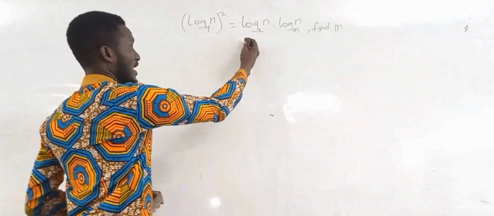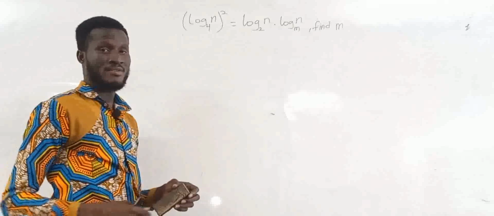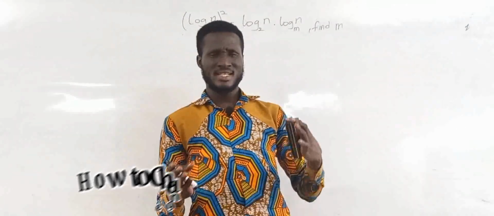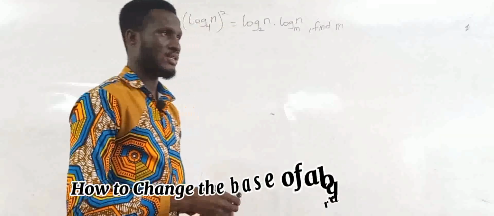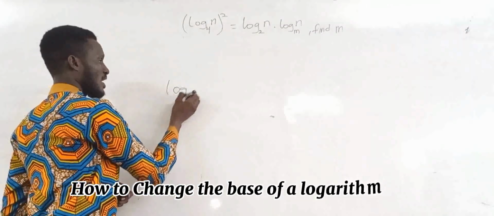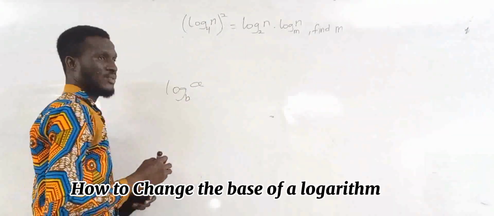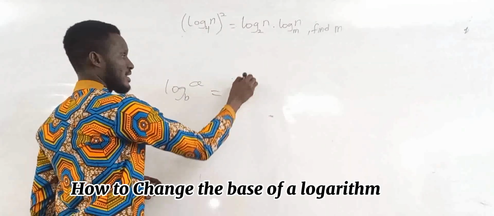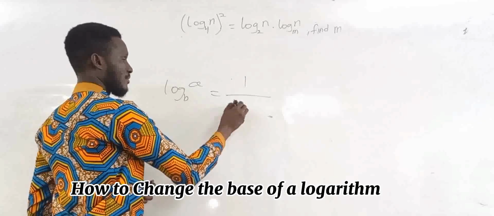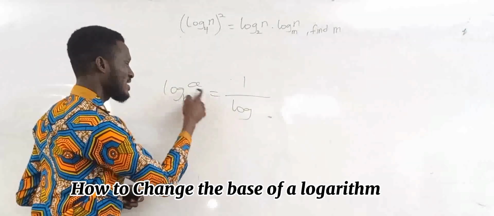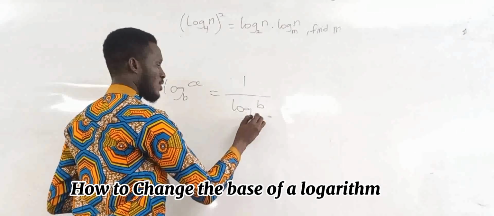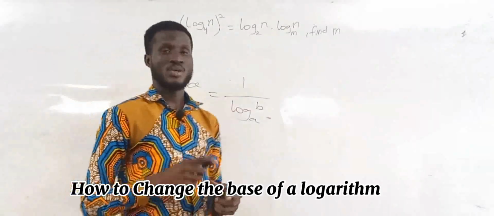We have log n, log n, log n. The bases are different, so the best way we can solve this is by changing the base. How do we change base? If I have log a base b and I want to change the base to a, I can make it 1 divided by log, then interchange these variables, so the b will come here and the a will come here. This is the simplest way we can change the base.